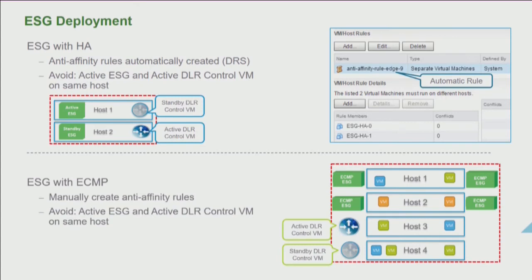ESG with ECMP, we'll need to manually create those anti-affinity rules, okay, and keep all of those ESGs running on different hosts for the same reason. If you lose one host, you don't want all of your networking equipment to go down with it. And again, you want to avoid any active ESGs and active DLR control VMs on the same host. So you can see the diagram that we have in the lower right-hand corner here. We have our ESGs sitting on host 1 and host 2. So we can lose either of those hosts, and we will still have active ESGs running. On host 3 and host 4, we have our active DLR control VM and our standby DLR control VM.